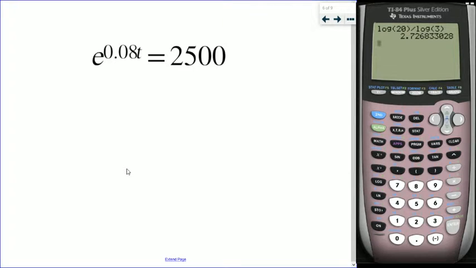Get the thing with the base on one side by itself, and then rewrite it as a logarithm, and then solve for your variable. I'm going to give you some time to work on this on your own. I'm going to pause in 3, 2, 1.